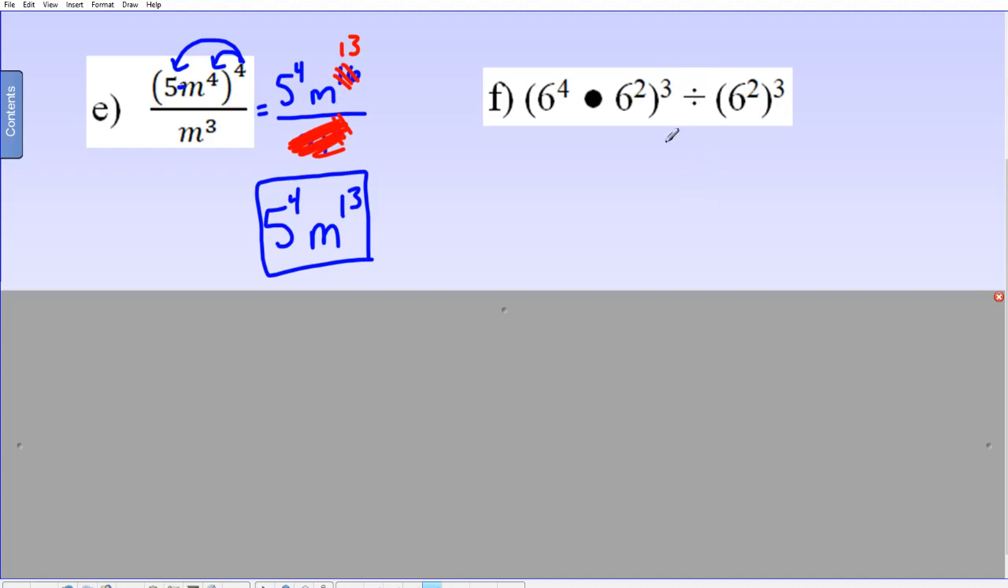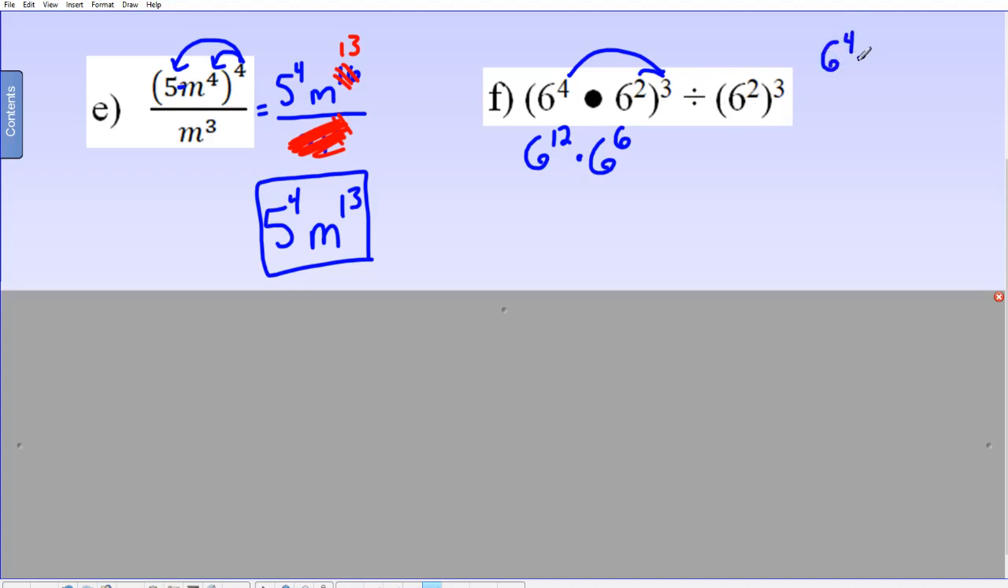Okay, looking at letter F, first thing I see is parentheses. So I'm going to deal with that a little bit. I can distribute my exponents. This becomes 6 to the 12th power and 6 to the 6th power. Now, I still need to keep my parentheses simply because it's taking this stuff here divided by this stuff here. I mean, we could write this another way. We could write this as a fraction.